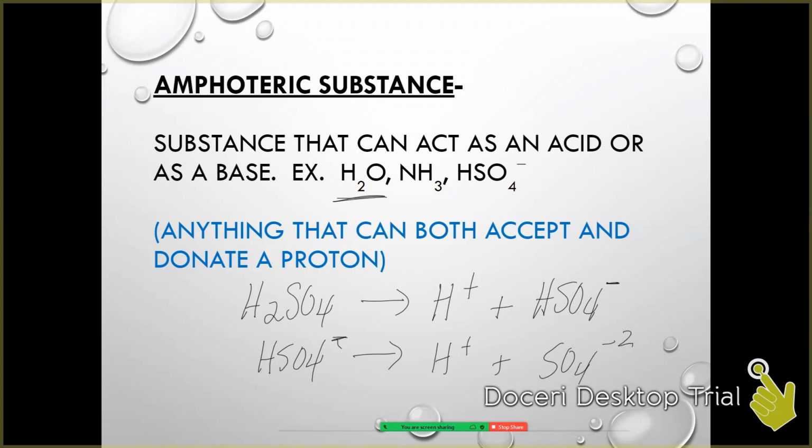So that's why it's amphoteric. It can go this way and it'll accept that hydrogen and go back to H2SO4, or it can go this way and lose another hydrogen. So like I said, typical one is your water.